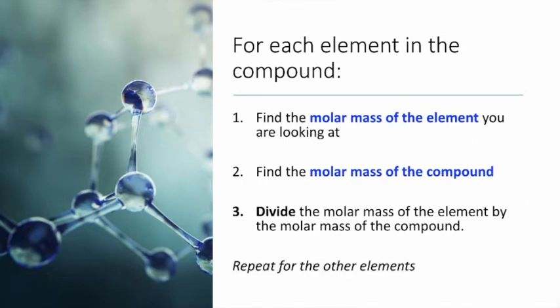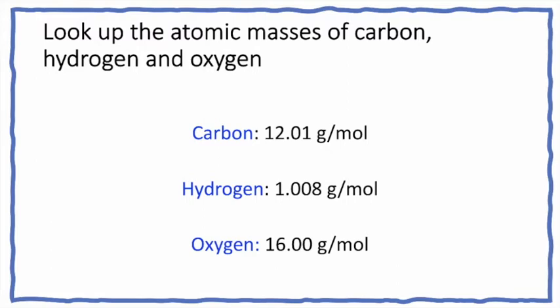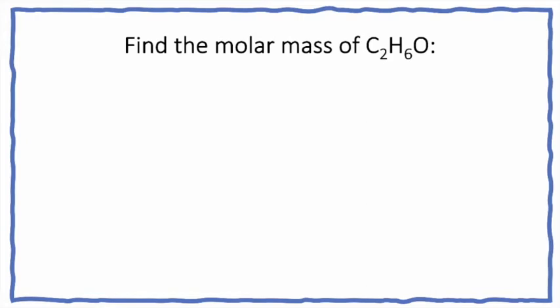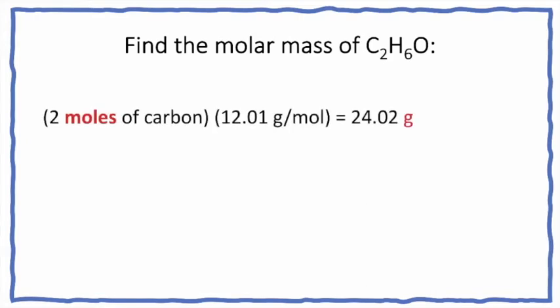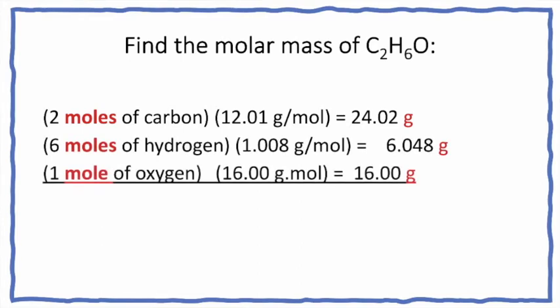Now, let's look at an example. Here we have ethanol, C2H6O, and we want to find the mass percent composition of carbon, hydrogen, and oxygen in this molecule. First thing we're going to do is go to the periodic table, and we're going to look up the molar masses of carbon, hydrogen, and oxygen. Second thing we're going to do is calculate the molar mass of ethanol, and we do this by adding up the masses of 2 carbons, 6 hydrogens, and 1 oxygen, and we're going to get 48.068 grams per mole.